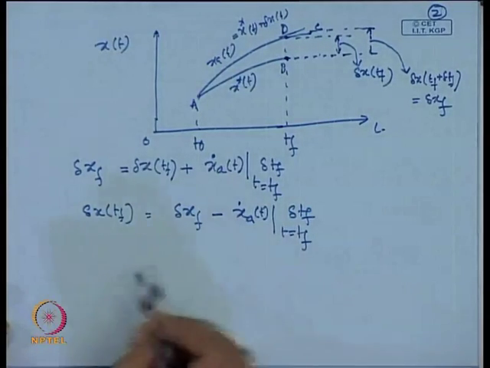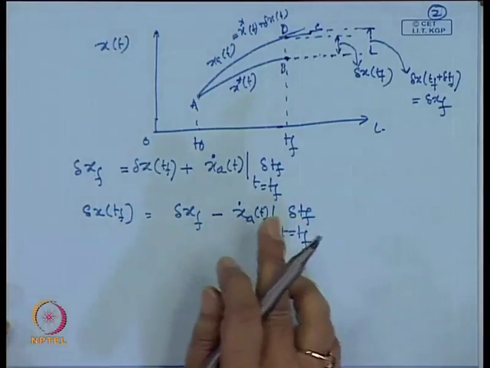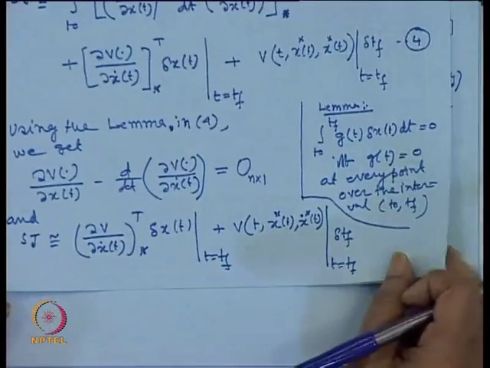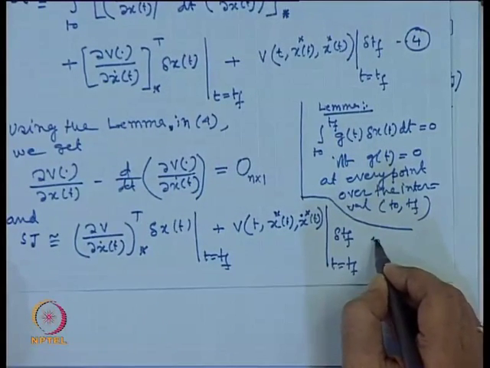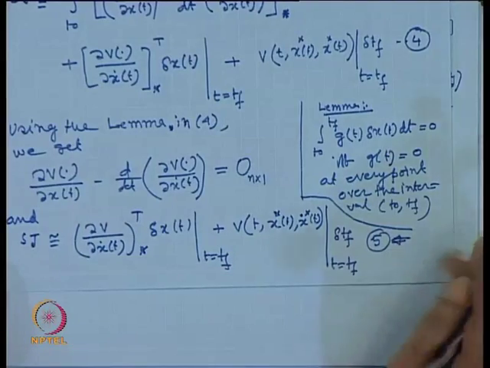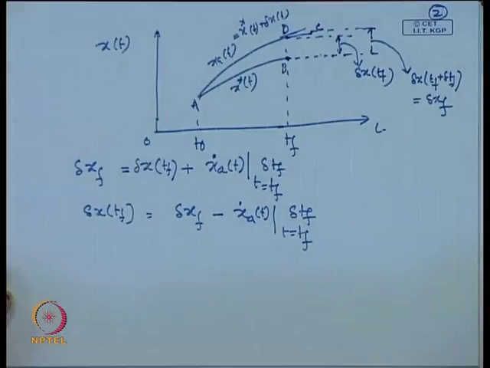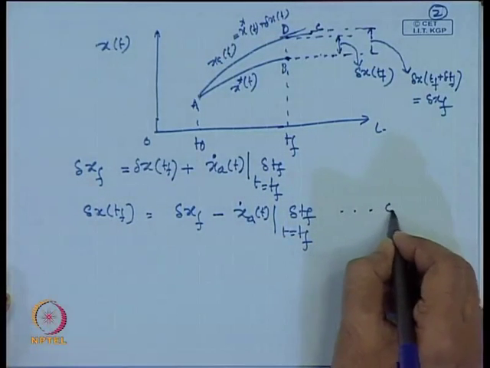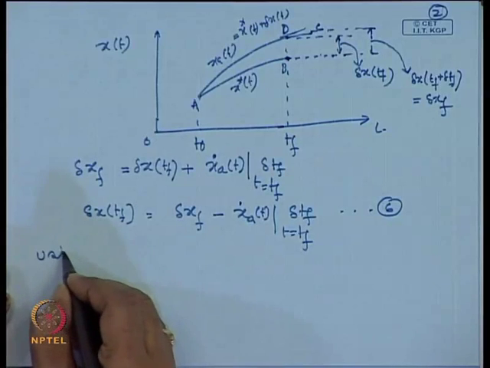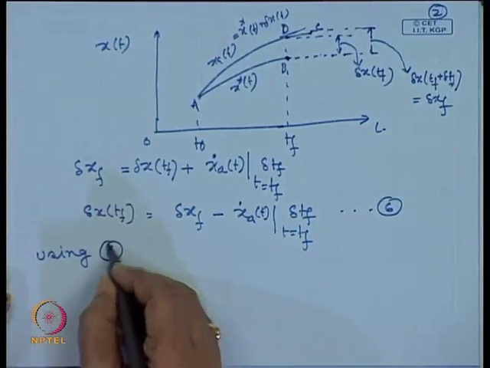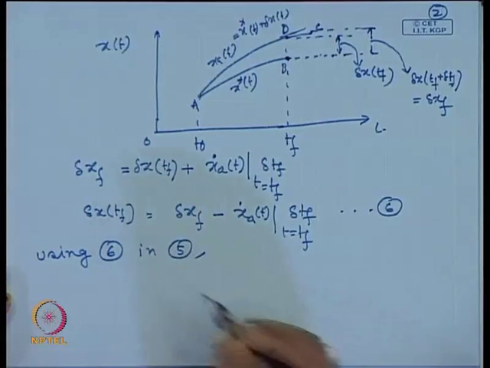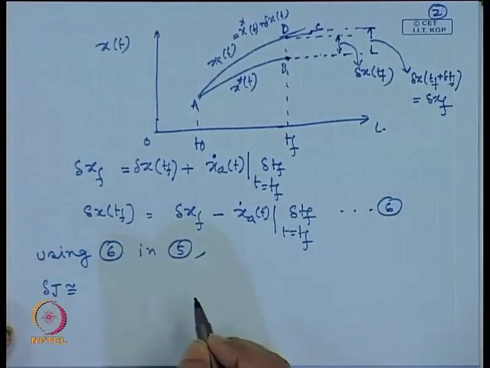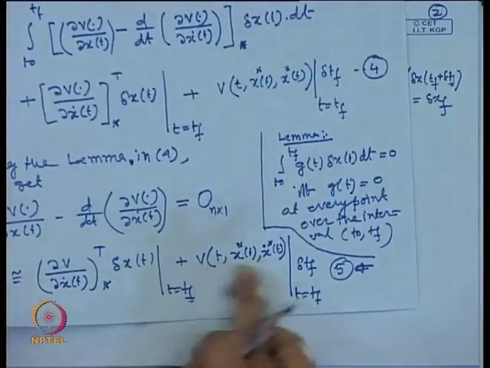Agree? So, this expression we will use in equation number 5, for our case. And this is equation number 6. Using 6 in 5, what do we get? So, let us write it: delta J nearly equal to this term as it is, we will write it.